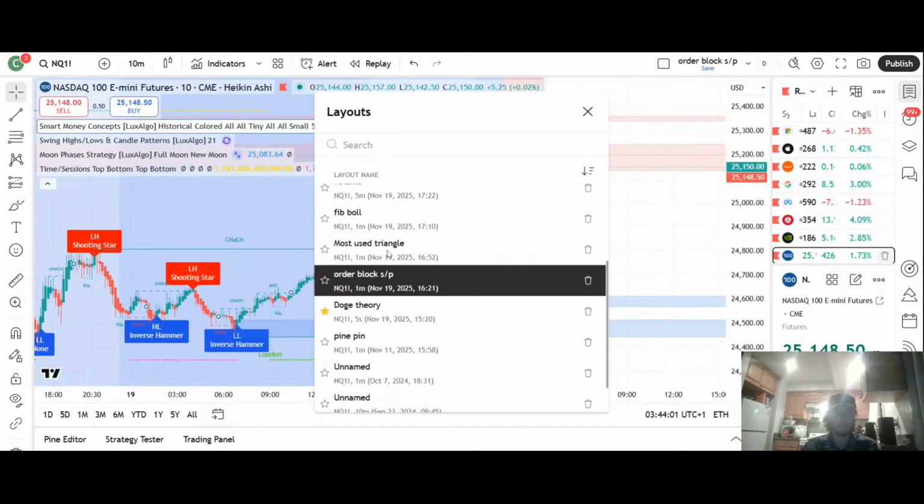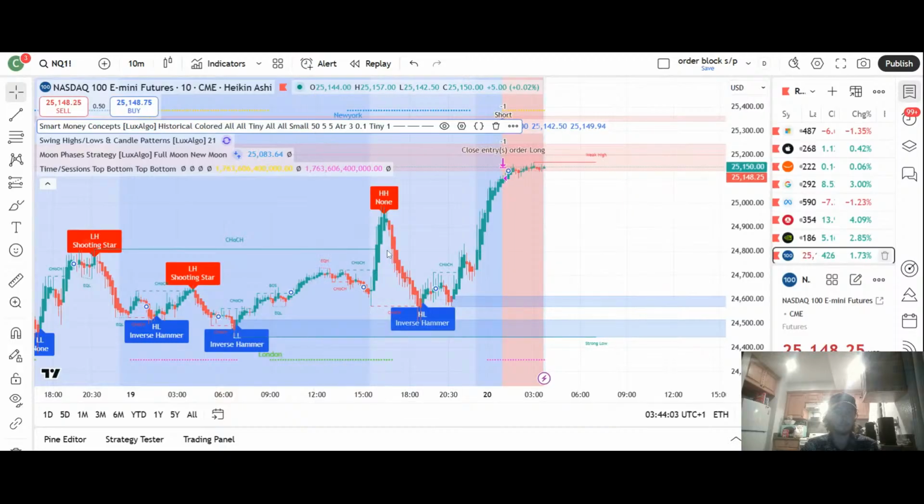So we got the most used triangle. This one is very, very basic. It is so basic we might actually just go to all of them in one here. All in one. So this is the trend, the triangle one. I got two of them in here, one of 50, one of 40. You can also put one of 30 in there. Works really, really well.